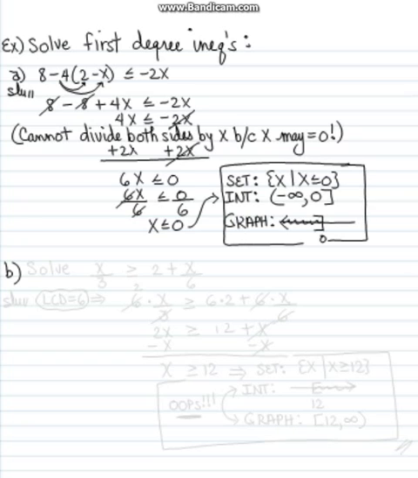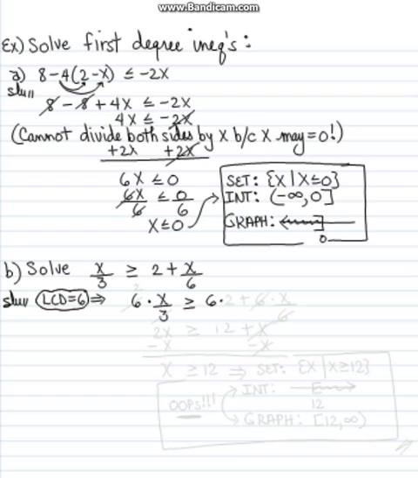Okay, let's try another one. Let's solve this first degree inequality: x divided by 3 is greater than or equal to 2 plus x divided by 6. Okay, the first thing we'll do here is eliminate the fractions by multiplying both sides by the least common denominator, the LCD. That's 6. So multiply the term on the left by 6.